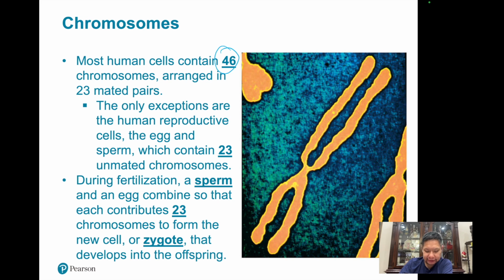Humans contain 46 chromosomes. And the reason why is because we get 23 from our mom and 23 from our dad, right? During fertilization, a sperm and egg combine and each contribute 23 chromosomes. So that's why each person has 46. Once the chromosomes form a new cell or a zygote, those 46 chromosomes will work together to develop your offspring.